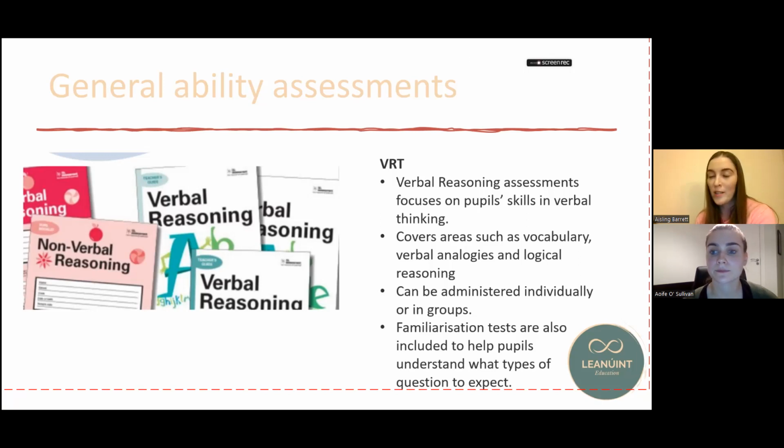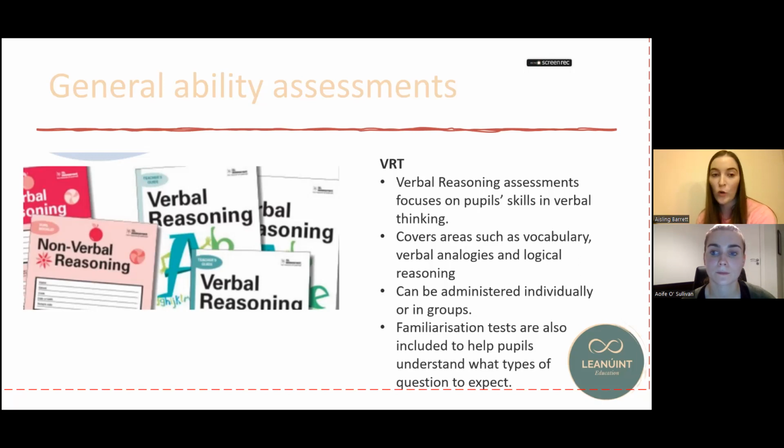Yes, so the familiarization test is just for the VRT, and it's given the day before. Within the test, there is a pamphlet for a familiarization test that the children must complete the day before the verbal reasoning test. The NVRT doesn't come with a familiarization test, as I suppose it's a little bit more straightforward, while still being quite difficult.